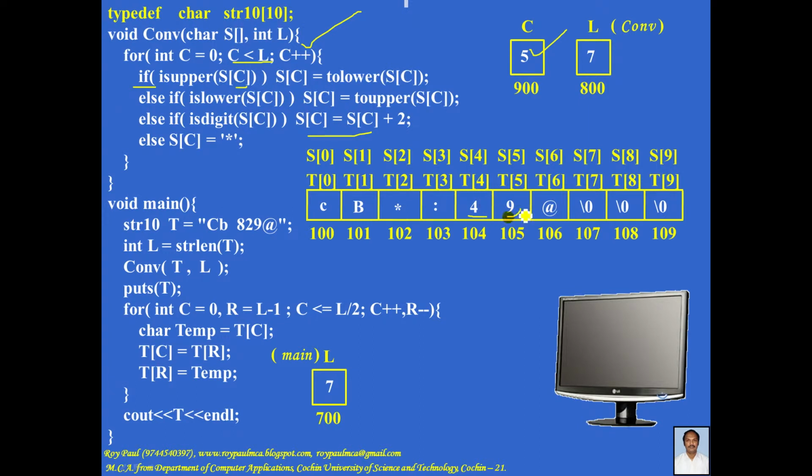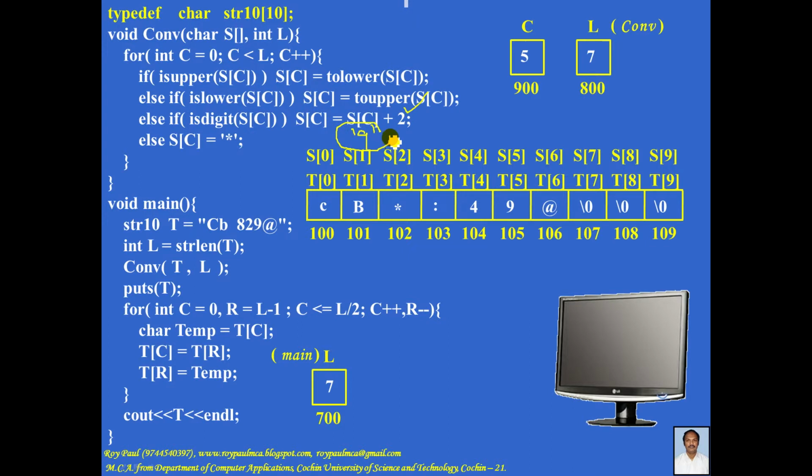C is 5, S of 5, character constant 9, is upper 9, 0, 0 not equal to 0, false, else. C is 5, S of 5, character constant 9, is lower 9, 0, 0 not equal to 0, false. Now S of 5, it is character constant 9, is digit 9, 1, and 1 not equal to 0, correct? This one will be executed. C is 5, S of 5, it is character constant 9 plus integer constant 2.